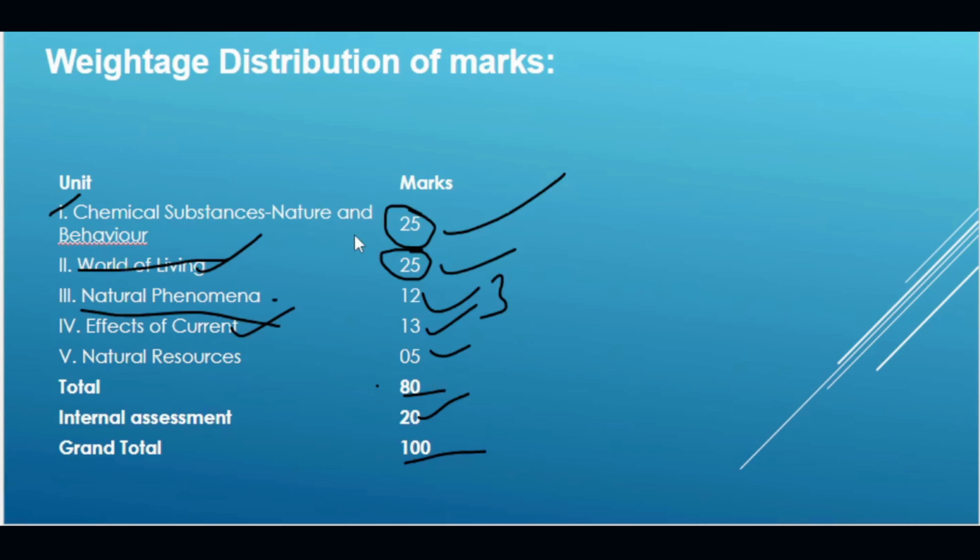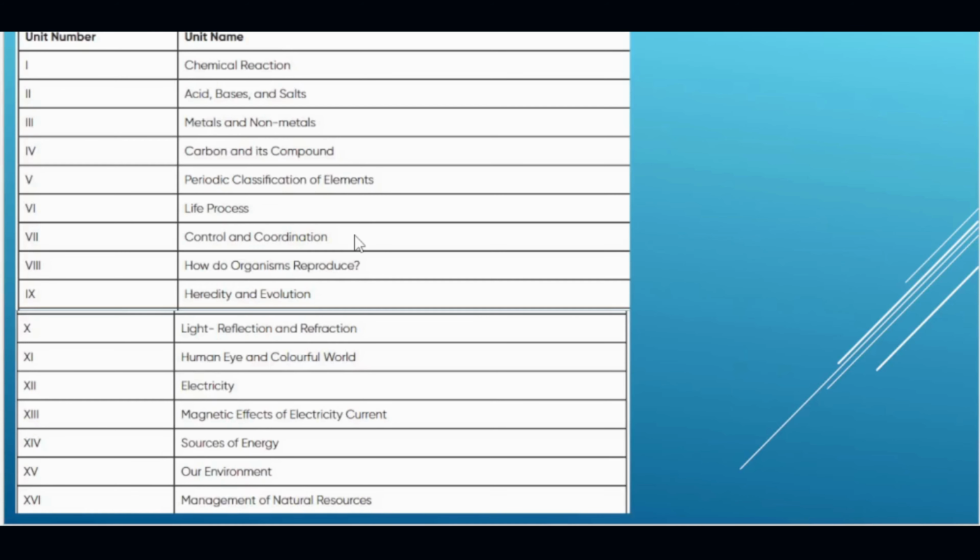Now let's talk about Bihar board. In Bihar board, these chapters are available. In the chemistry section, we have chemical reactions, acids, bases and salts, metals and non-metals, carbon and its compounds, and periodic classification of elements. Again, it's very similar to CBSE, only a few topics are here and there. Periodic classification of elements is also present here, whereas in CBSE it's not there. So this is the chemistry part.